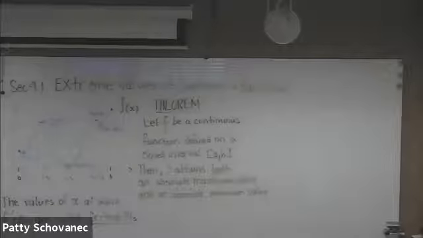A value of the function is called a relative maximum if it's larger than the values of f in a small interval around that point. So f at whichever c I'm stating is a relative max if f of c is bigger than f of x for all x in an interval around that point c. And similarly, f of c is a relative min if it's a smaller y value than any other y value in an interval around c.